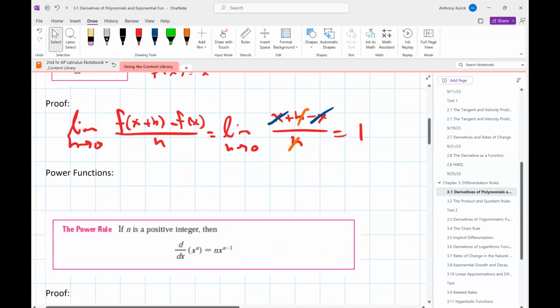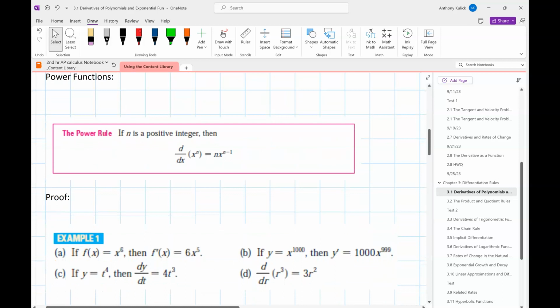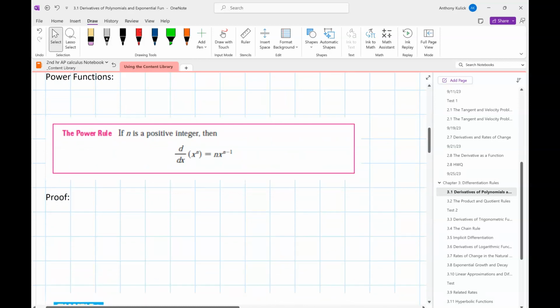What about anything that's written as x to some power n, where n is a positive integer? The derivative is n times x to the n minus 1. Should you memorize that? Yes. Proof. How would we prove this one? Same way.